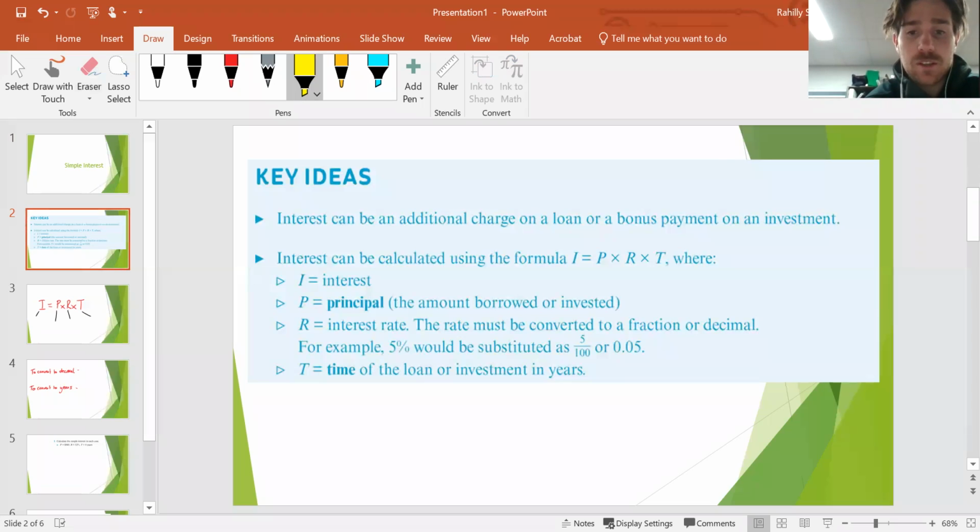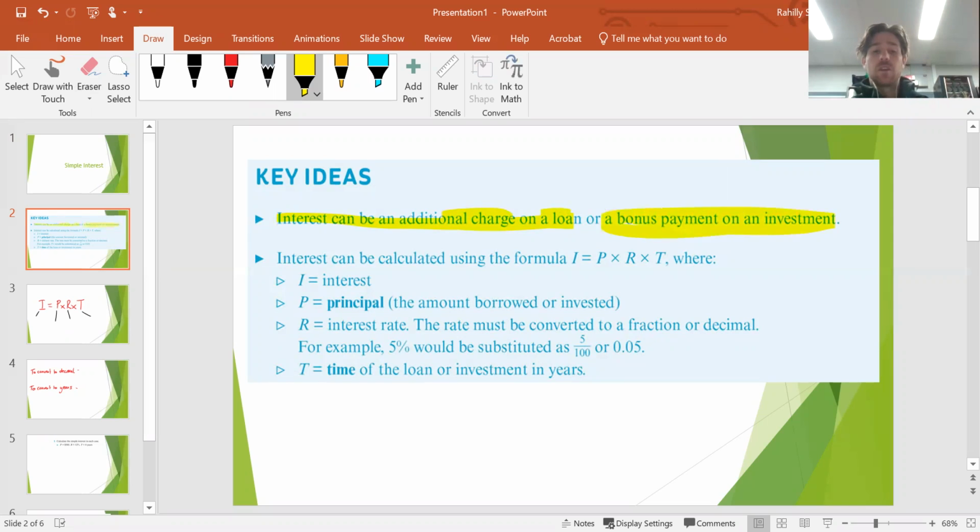So interest can be an additional charge on a loan or a bonus payment on an investment. Okay, so it's how much you have to pay extra on a loan for having the loan, or how much your money generates by investing in something, whether that's in a bank account or investing in anything.